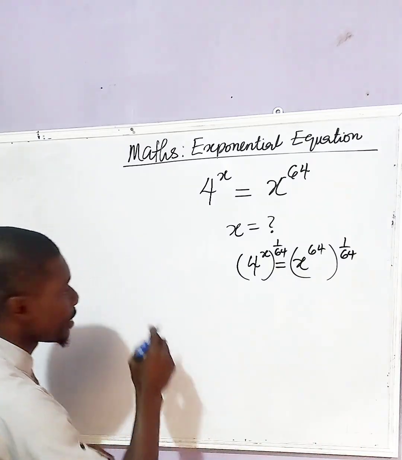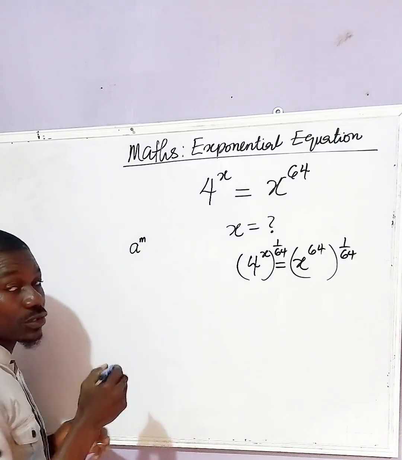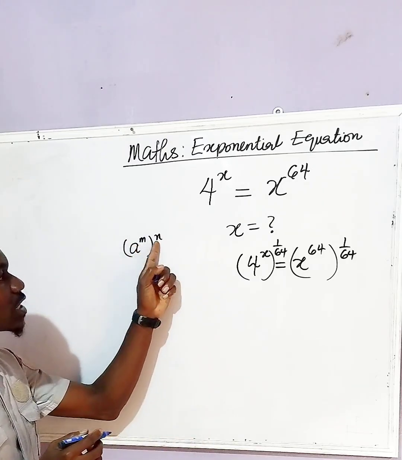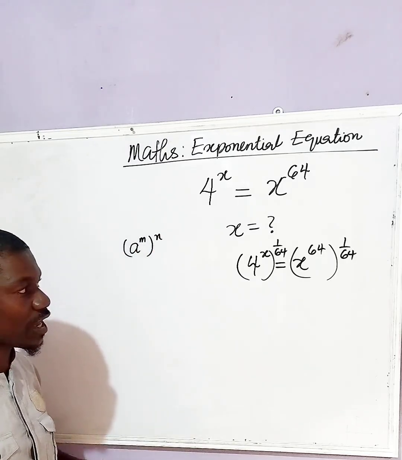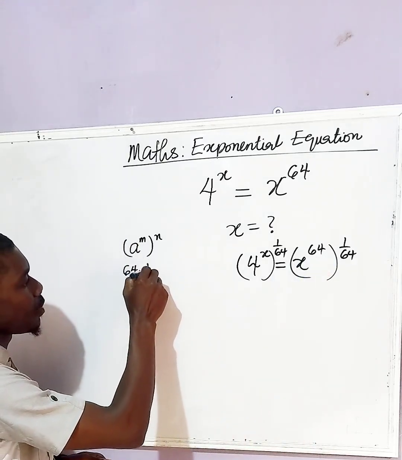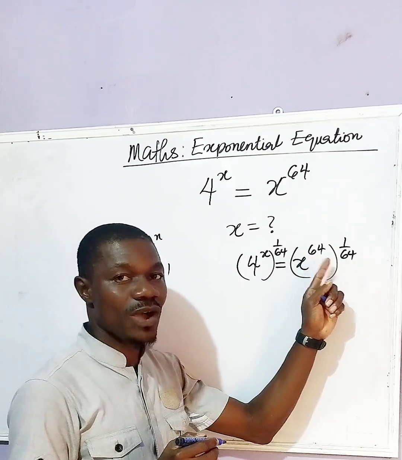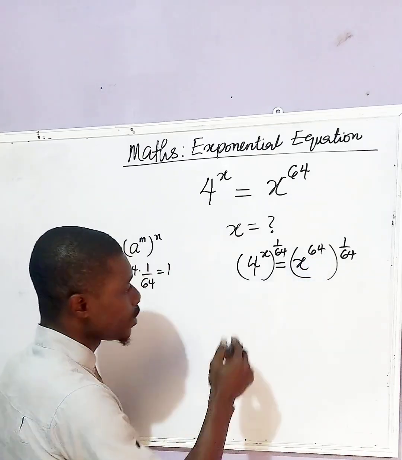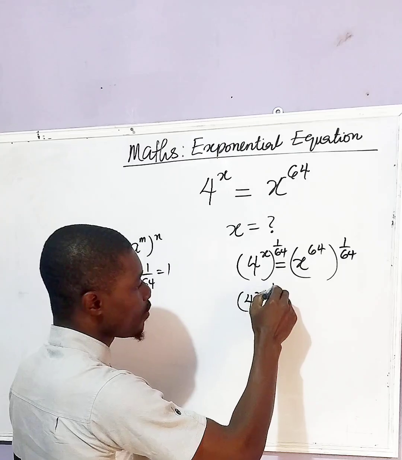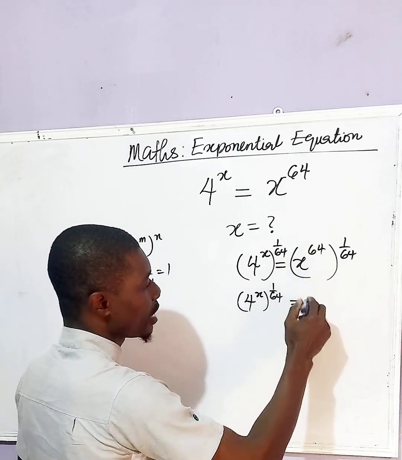Let's recall that when you have a raised to the power of m, according to the law of indices, raised to the power of n, these two exponents multiply each other. So in this case 64 multiplied by 1 over 64 will definitely give us 1, which means multiplying 64 and its reciprocal will give us 1. So here we have 4 raised to the power of x, raised to the power of 1 over 64.